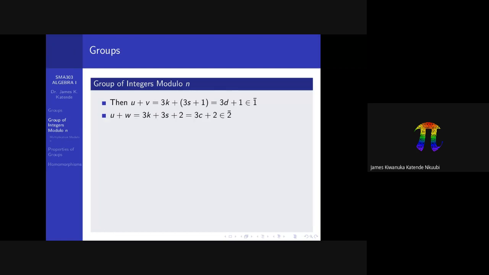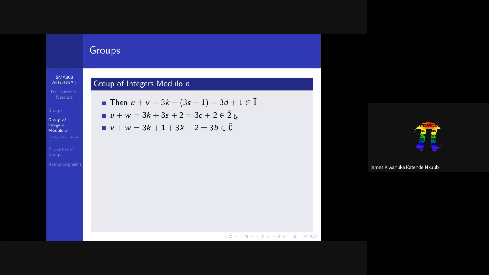We can do the same for U plus W, and when we add U plus W, U is a multiple of 3. W leaves remainder 2 when divided by 3. So it can be written as 3s plus 2, where s is an integer. And this part here will simply be a multiple of 3, so I can write it as 3c plus 2. So when I add this, I still get another number in the set 2 bar. So this bar does not mean average. Don't confuse it with the bar in statistics. It does not mean average.